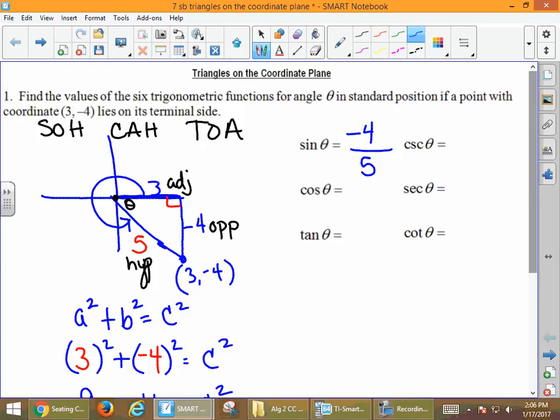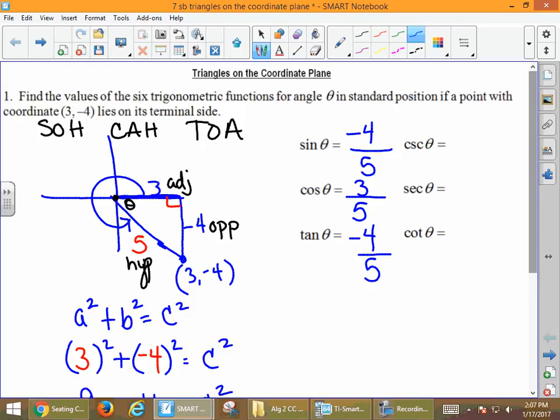Cosine is the adjacent divided by the hypotenuse. Well, we've labeled our triangle, the adjacent length is 3, and our hypotenuse is 5. The tangent is opposite divided by the adjacent. Our opposite length is -4, and our hypotenuse is 5.